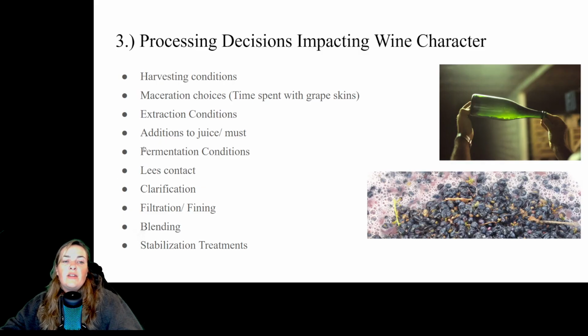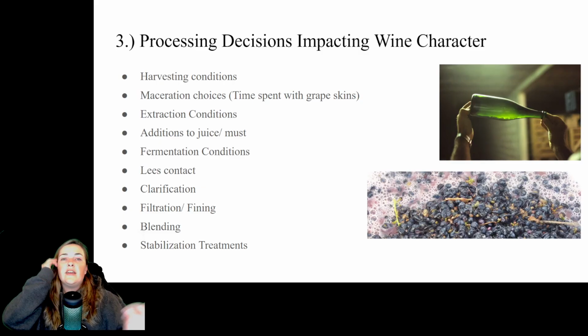We also have whatever additions a winemaker decides to add to the juice or must. The fermentation conditions: did it ferment hot? Did it ferment cold? The lees contact, that's the leftover yeast and bacteria from the fermentation that forms a layer on the bottom of the tank. It can be stirred up in a sur lie or bâtonnage style, where it can help enhance the mouthfeel, or you can not do that, right? You don't have to do that.